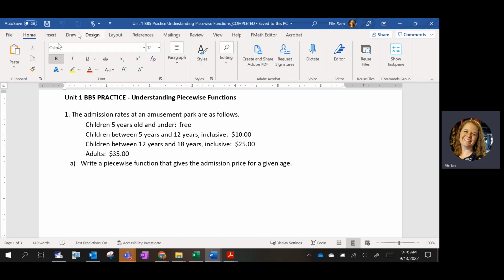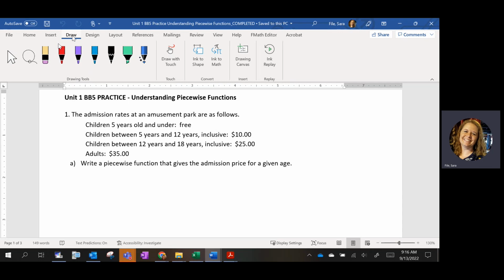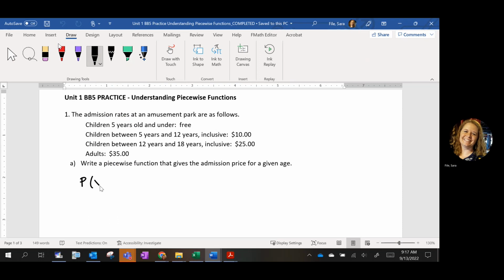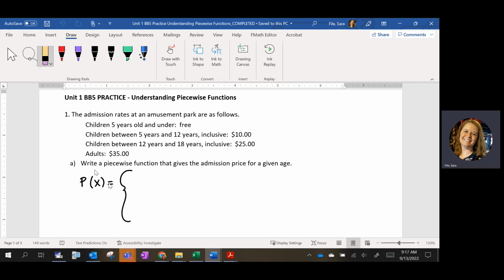Okay, so you could call this function whatever you want. Since it said price, I guess I'm going to use P. So I'm going to call this P of X. I probably should have written that a little lower so it's more centered.